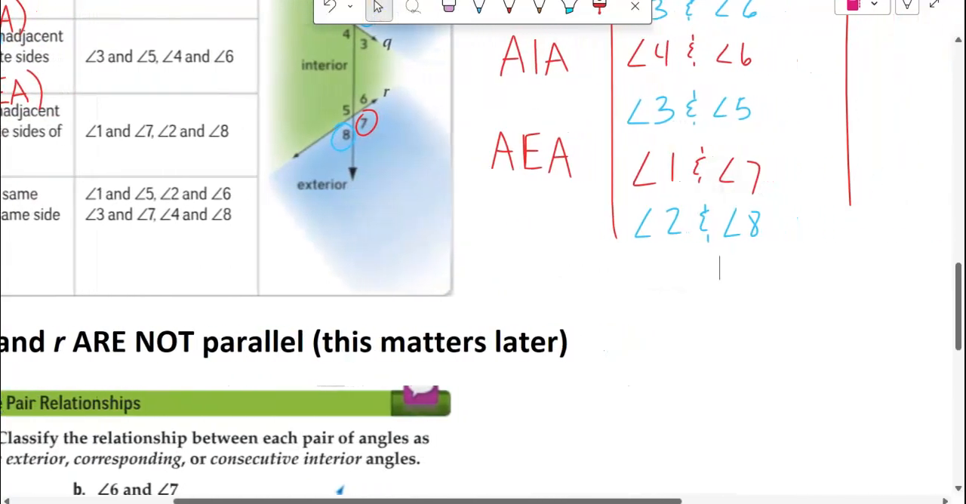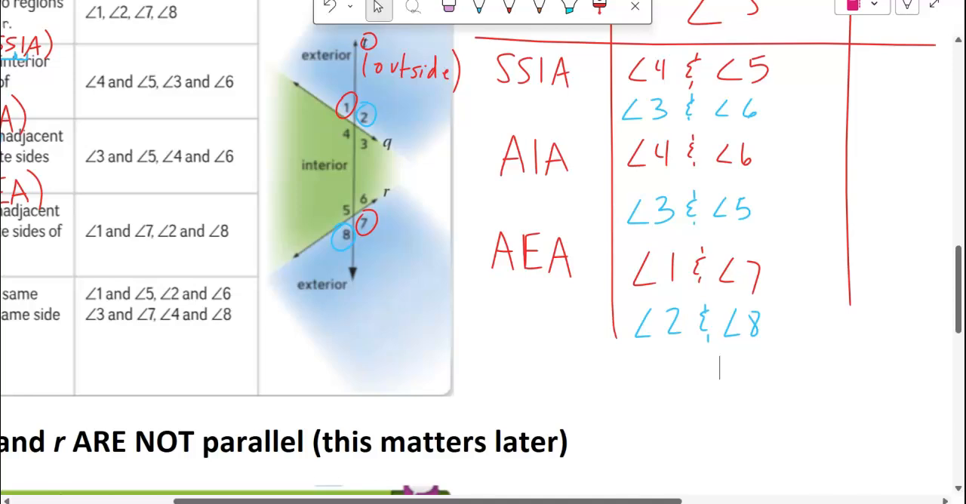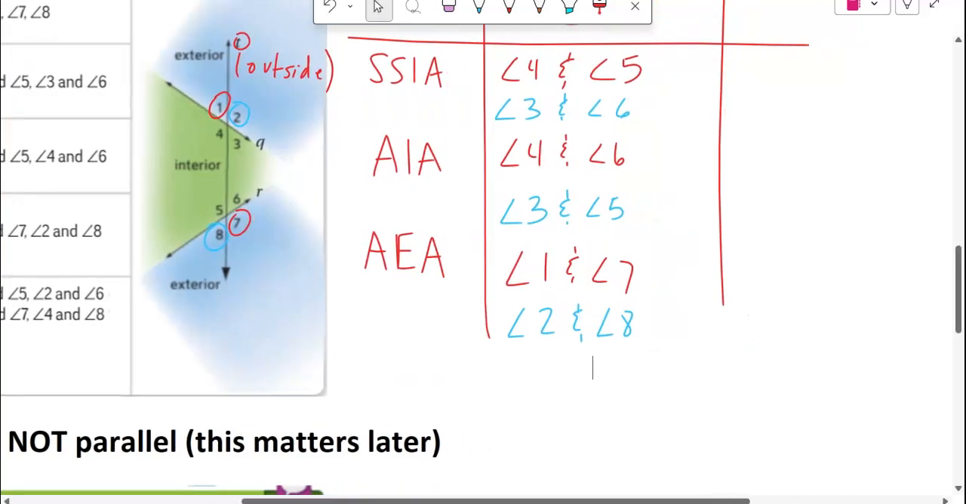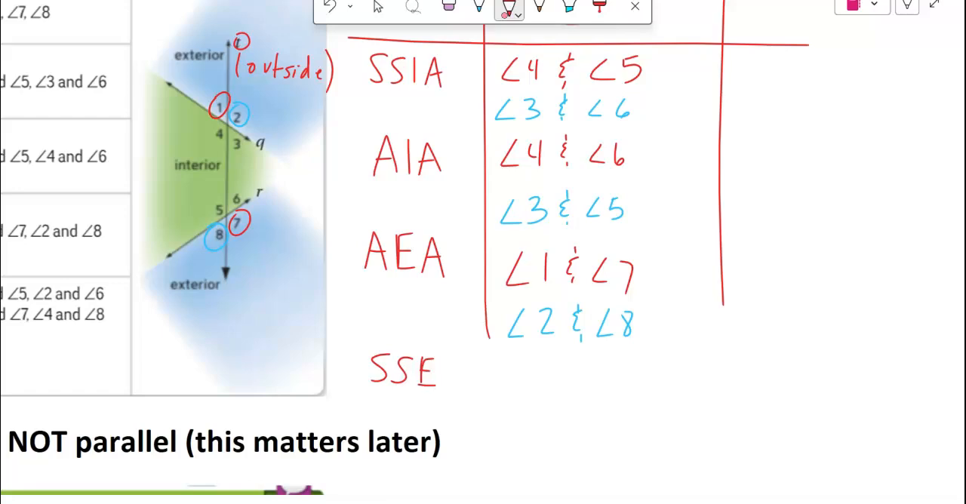Okay, I'm going to add one to this list. The book, for whatever reason, does not add this in the table that they make, but it's an angle pair that we need to know. Same side. What are we missing here? Same side exterior. Good. Same side exterior angles. SSEA. Same concept applies.